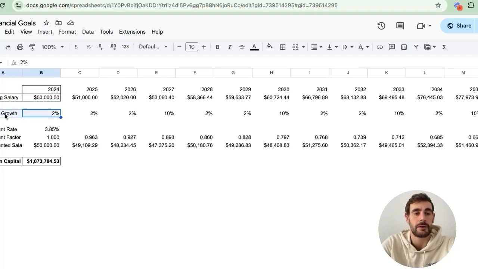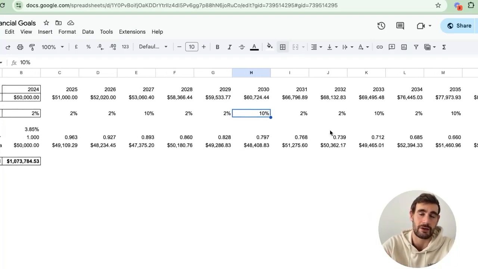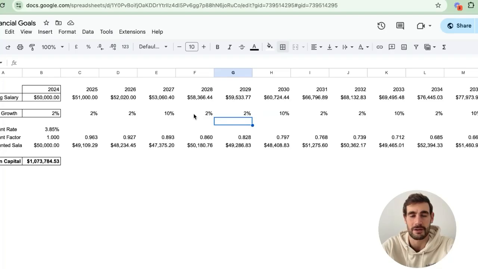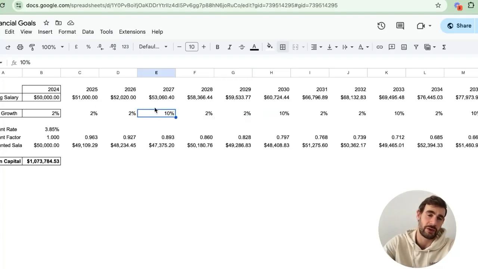Salary growth here is just the salary growth expected every year, so you can change the assumption every year. I put some 10% increase just by saying, okay, I will get a big raise or I will get a promotion every 4-3 years, depending. I put it a little bit randomly, so do not rely too much on these numbers here, but it's just to give you an idea.